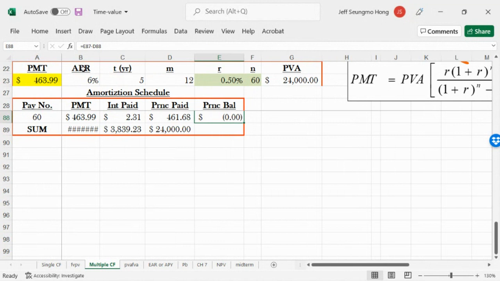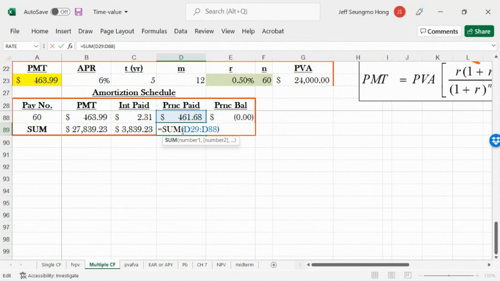In row 89, I already entered the auto sum formula. Now think about it. Column D is the principal paid. So the sum of all the principal paid must be equal to 24K, right? Do you have 24K there? Check your work. Do you have zero for the principal balance there?